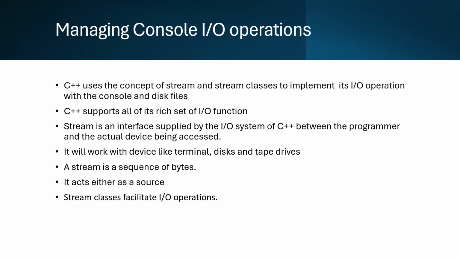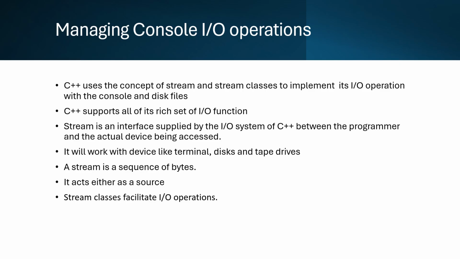C++ uses the concept of streams and stream classes to implement its IO operation with the console and the disk file. So we are using the concept of streams to console our input-output and the disk files. C++ supports these input-output functions. Streams are an interface supplied by the I/O system of C++ between the programmer and the actual device. So what is an actual device? It may be your input or output devices.